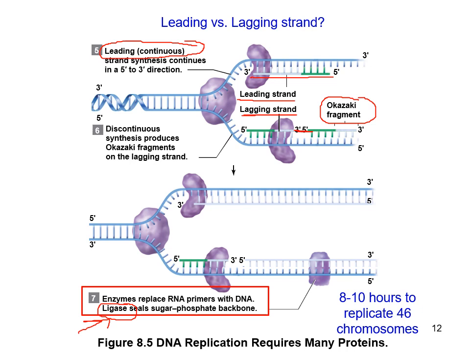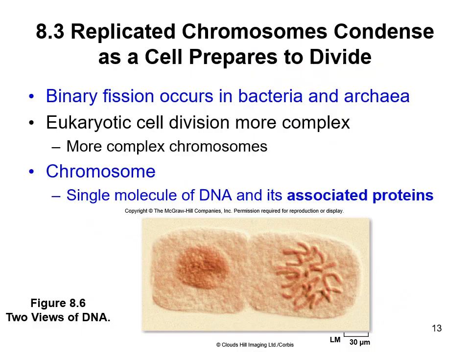It takes about 8 to 10 hours for our chromosomes to fully replicate themselves, so to go from 46 to 92. Now, this is the part where I want to take a quick little break from DNA replication, and I want to mention this term called binary fission. Binary fission is seen in prokaryotic cells like bacteria and archaea. It is basically a form of asexual reproduction where the bacteria cell will double its DNA.